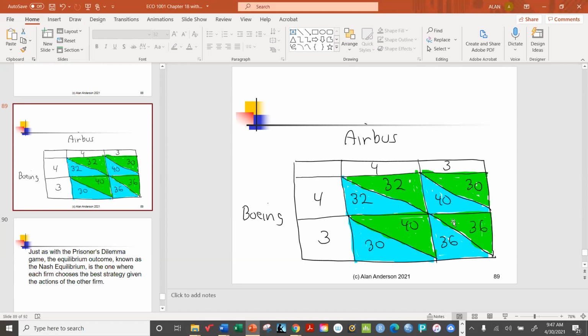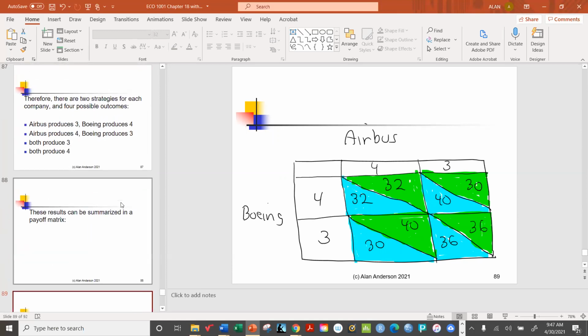If not, when they both have an incentive to cheat on each other, they'll end up with 4 each, because that's the only square where neither side has an incentive to cheat. Okay, so we call that a Nash equilibrium, because we expect that that's where they'll wind up, producing 4 and 4. And of course, they'll figure this out among themselves very quickly, and then they'll both, without even having to have an agreement, end up producing 4 planes.